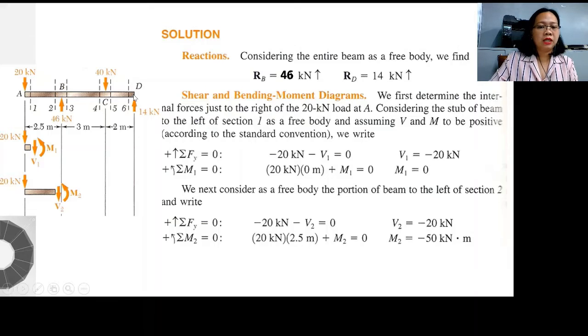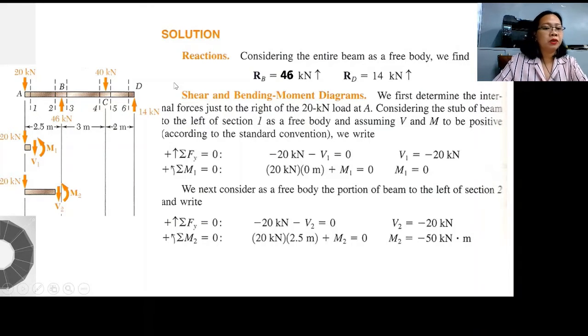But then we can have another equation. Summation of all moments must be 0 for this equation to be stable. So if we sum all the moments at point D, then we will get RB, and RB is equal to 46 kilonewton. So summation of all forces along Y, then you will get RD is equal to 14 kilonewtons. It's true that our assumption that the direction of B is upwards, the same with D, because it will balance the applied load 20 and 40 kilonewtons.